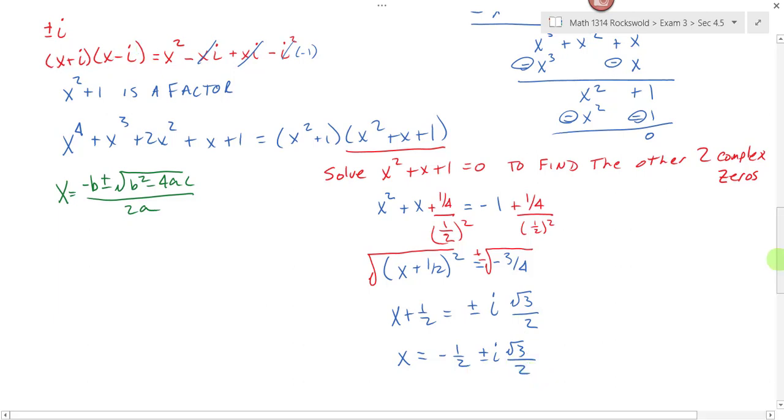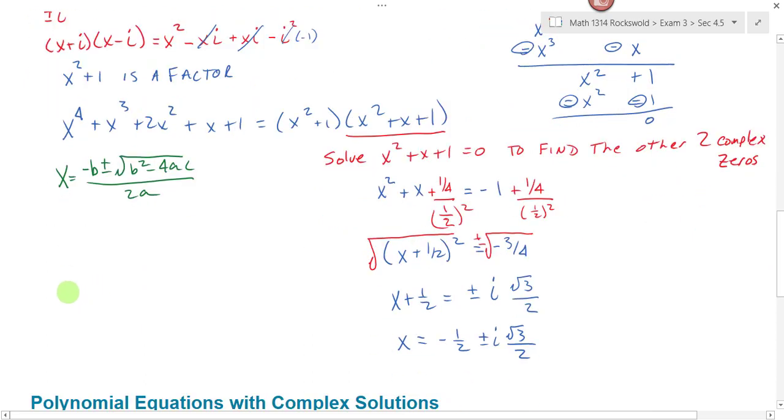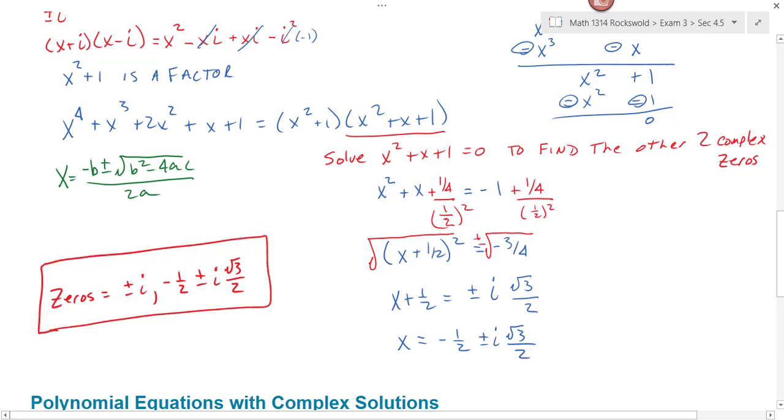If we look back at the original problem, it was a fourth degree polynomial. That means that I have 4 complex zeros. One of my zeros was given, that was negative i. So what's the other zero? Positive and negative i, and also negative 1/2 plus or minus i square root of 3 over 2. These are my 4 zeros for this fourth degree polynomial.